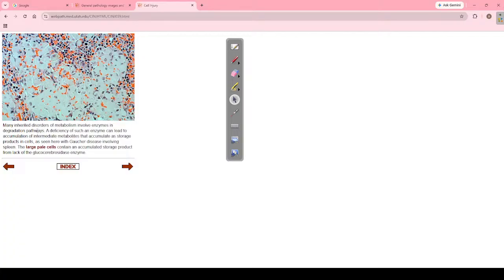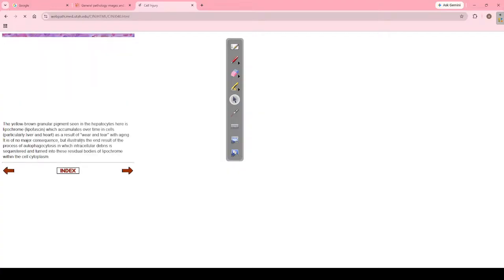Inherited diseases of metabolism involve enzymes in degradation pathways. You have a defect in an enzyme leading to accumulation of substrate. This is an example of Gaucher cells involving the spleen. You can see large pale cells, and in Gaucher cells you will also find a crumpled tissue paper appearance in blood, bone marrow and so on. Here you can see large pale cells with accumulated storage product because there is a lack of the glucocerebrosidase enzyme. Pale spleen, large accumulation.